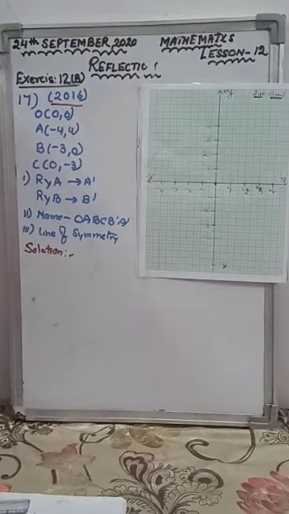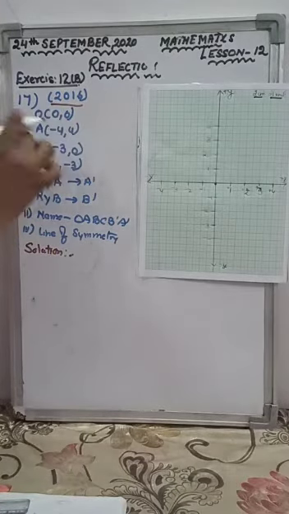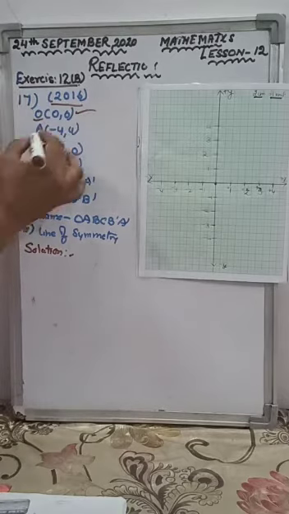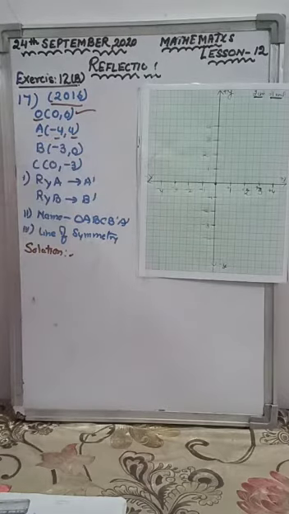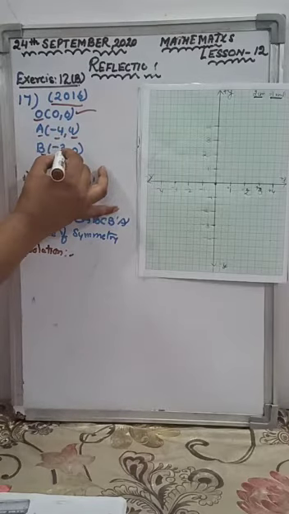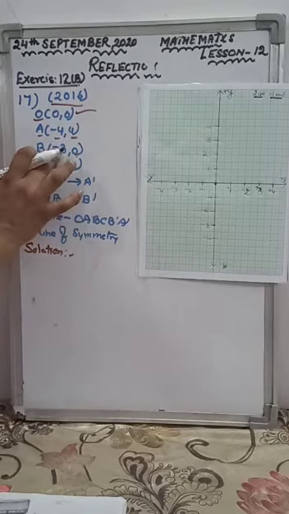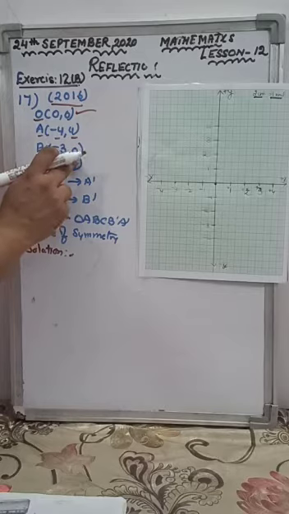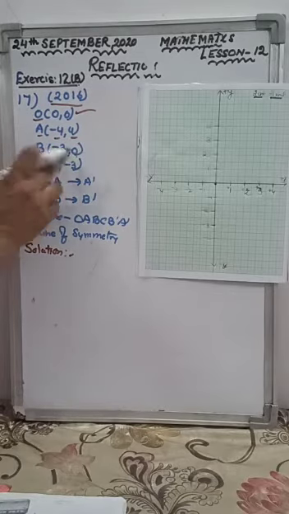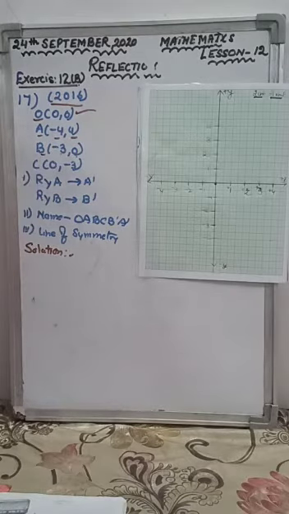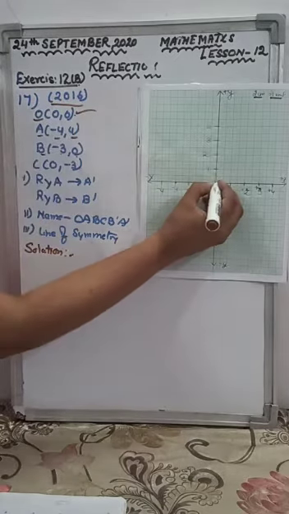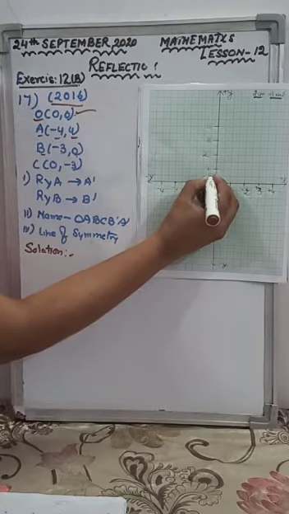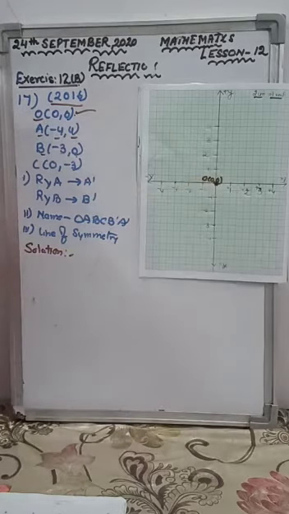Now we have to plot the point O, 0, 0, A, where abscissa is -4 and ordinate is 4, B, -3, 0, abscissa is -3, ordinate is 0, C, 0, -3 coordinate. Clear? So first of all, let us plot this point. First one is your 0, 0. So this is origin, that is 0, 0.